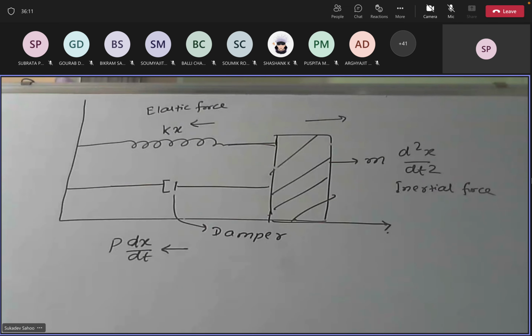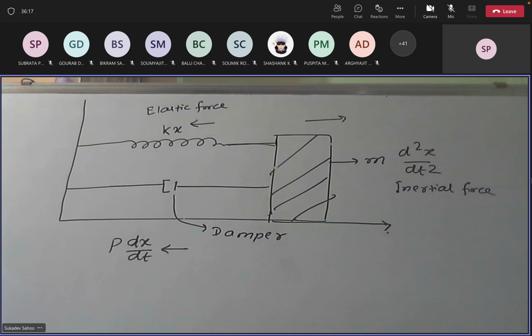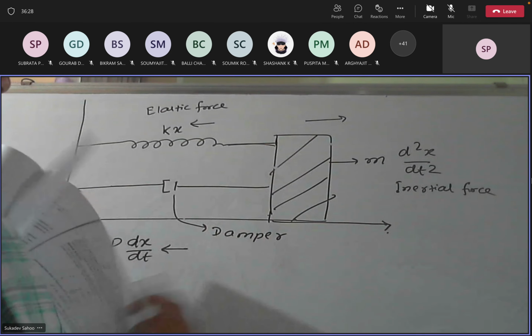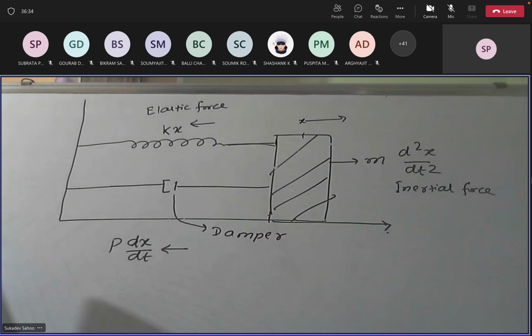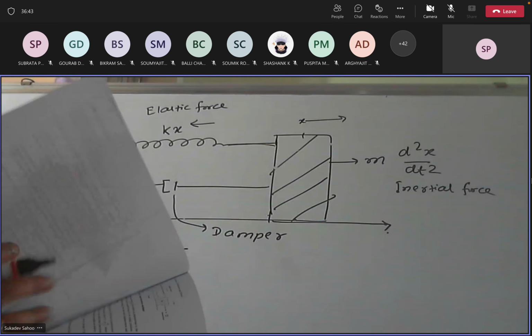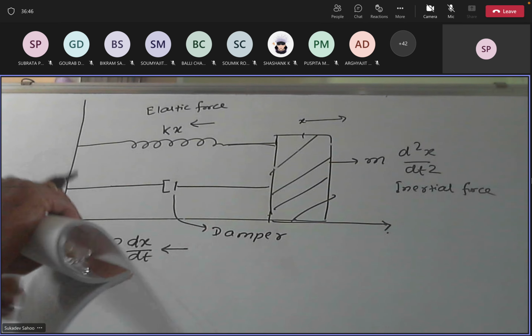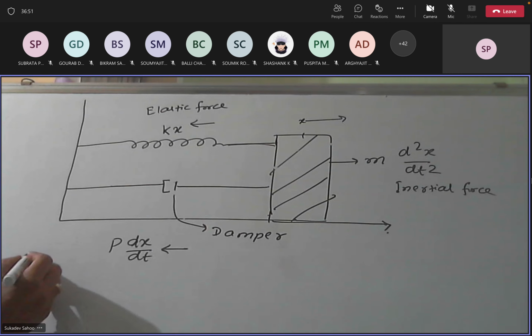Let us consider a damped harmonic oscillator which has one degree of freedom, meaning it is oscillating, or its motion is along one direction, the x-axis. Let it be displaced a distance x from the equilibrium position and released. It begins to move. So now, what are the different forces acting upon the system? Number one, the restoring force.